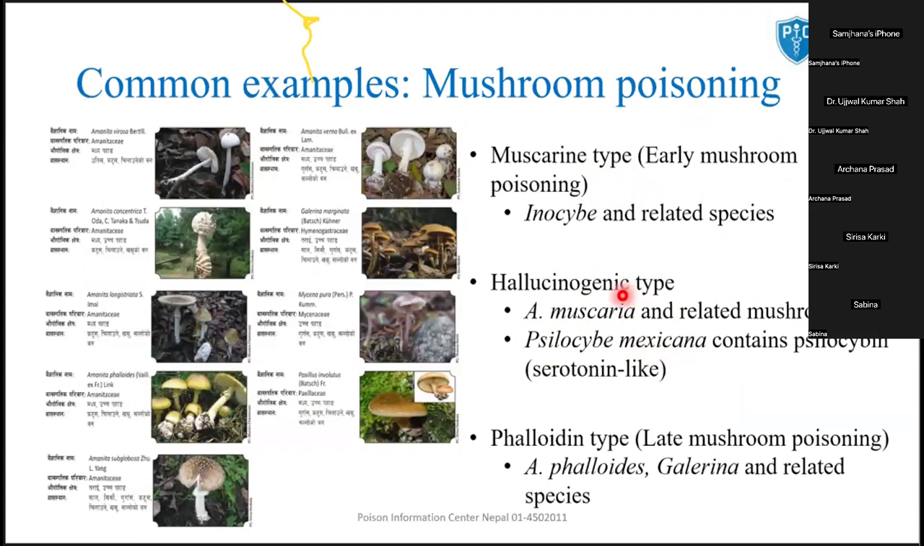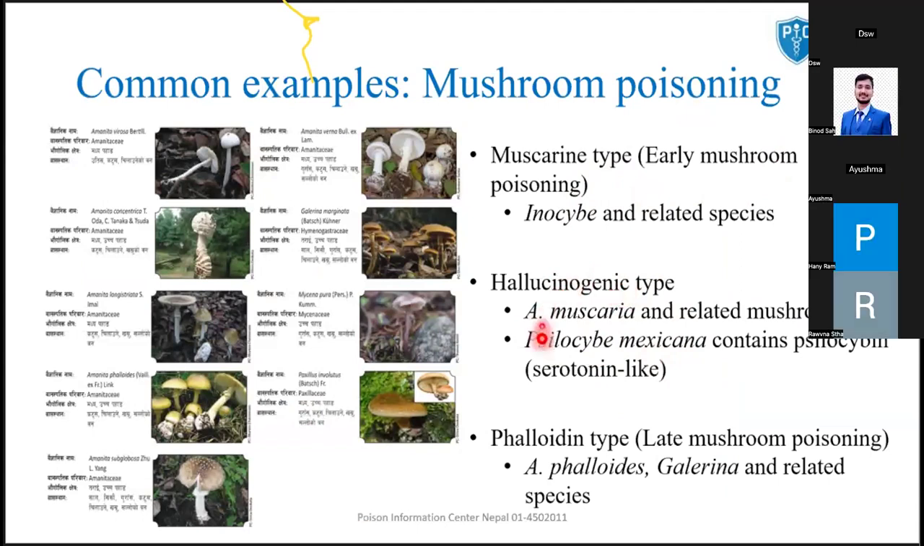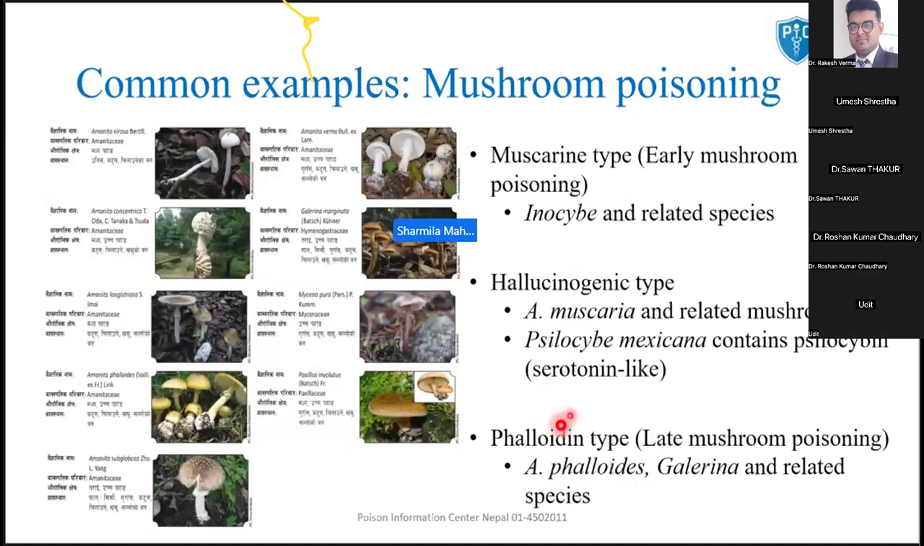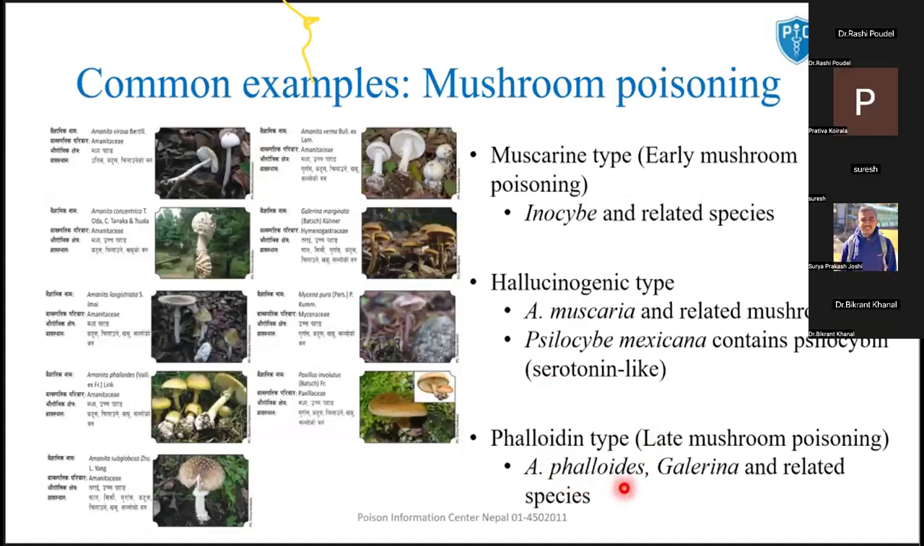In this one, you do not want to use atropine because the patient's hallucinogenic symptoms are not due to an excess of muscarinic activity. And the last one, the phalloidin type, presents very late. It's due to the modification of the RNA function. So in this again, you have to go for the symptomatic management.